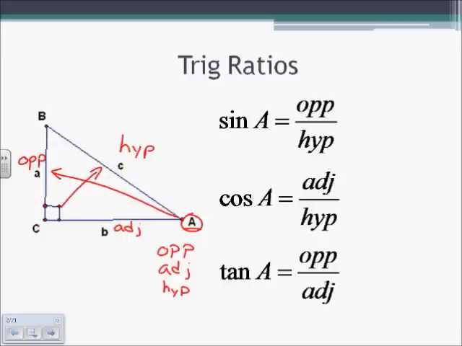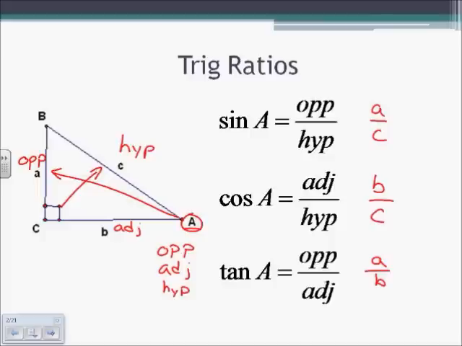Taking a look at the sine of A again, sine A is opposite over hypotenuse. That means it's going to be little a over little c. Cosine of A is the adjacent over the hypotenuse, which will be little b over little c. And tangent of A is the opposite over adjacent, so therefore little a over little b.